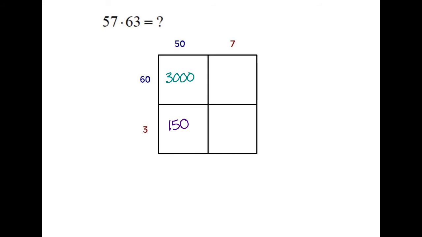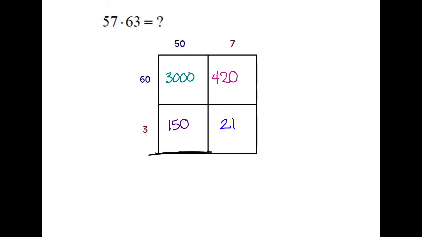Okay, now the next one, we're going to move over to the 7th column. So 60 times 7, 6 times 7 is 42, and then the 0 we didn't use. And then 3 times 7 is 21. Okay, is that incredibly helpful? Maybe not. Is it easier? Maybe, maybe not. But it will give you the right answer.